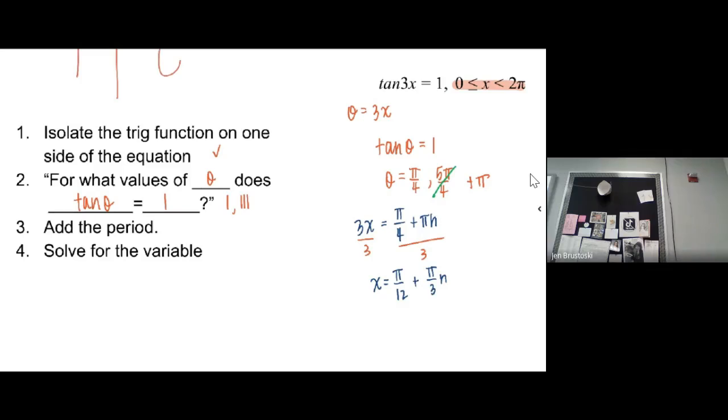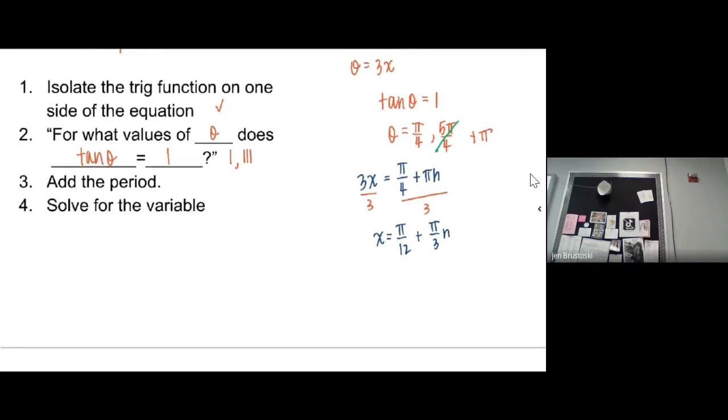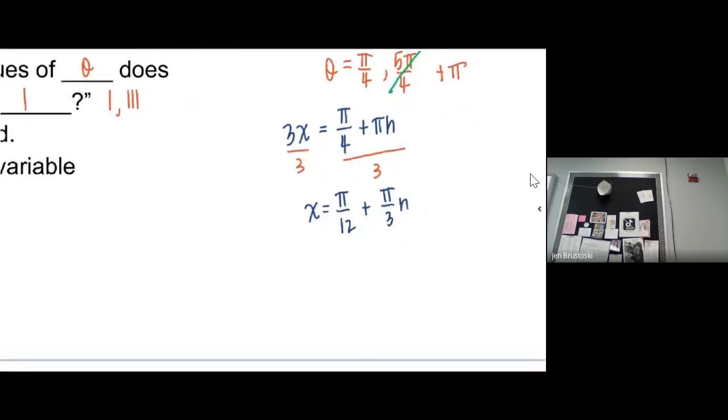Okay, so we've solved for the variable, but we need to go between 0 and 2 pi. So this is where the n kind of comes in. What we're going to do is keep adding pi over 3 until we get over 2 pi. So we're going to say n equals 0, n equals 1, n equals 2. We'll start with 0 and go from there. At n equals 0, if I plug 0 in here, what do I get? Pi over 12 plus pi over 3 times 0. Yeah, pi over 12.